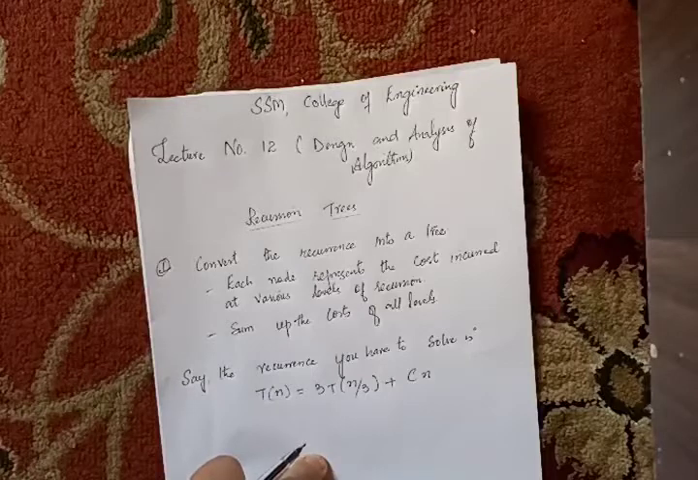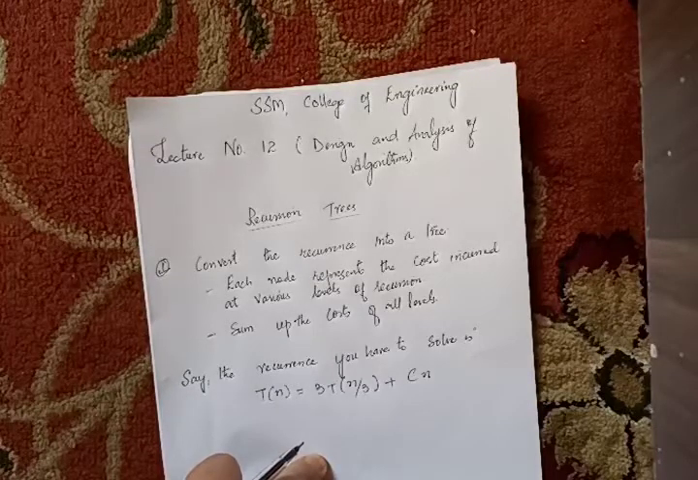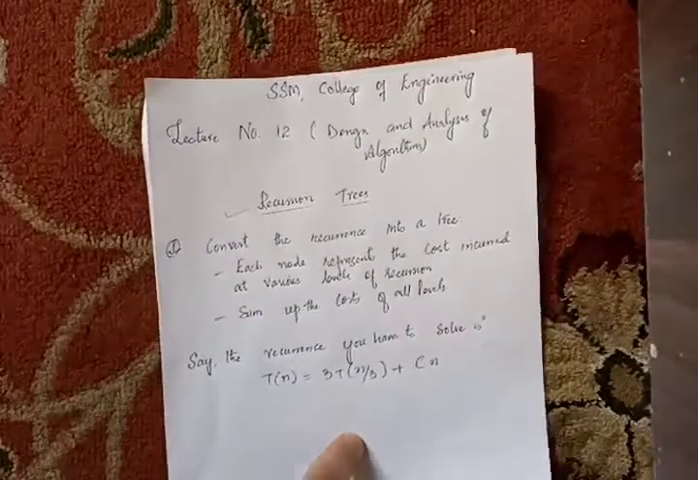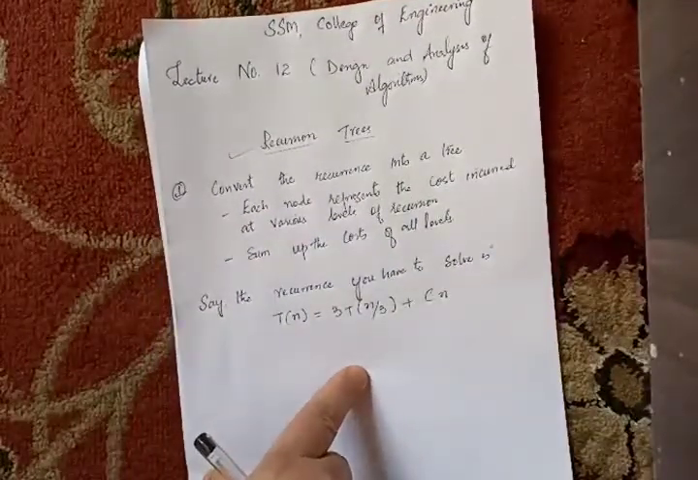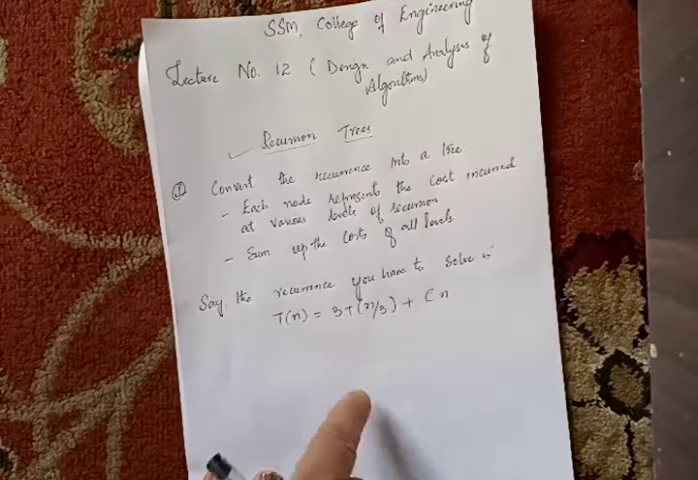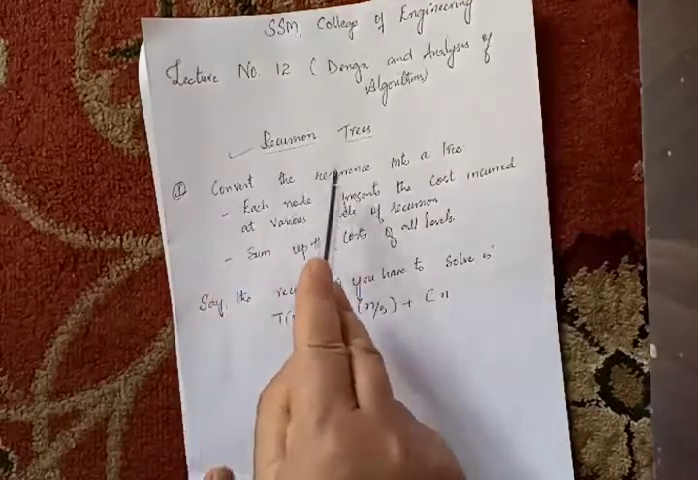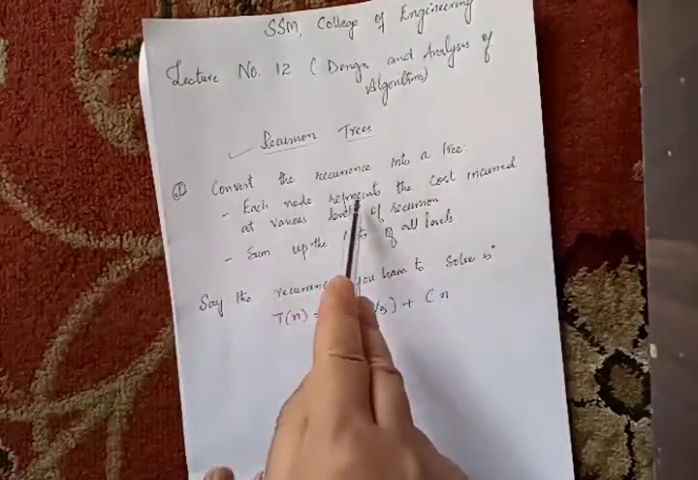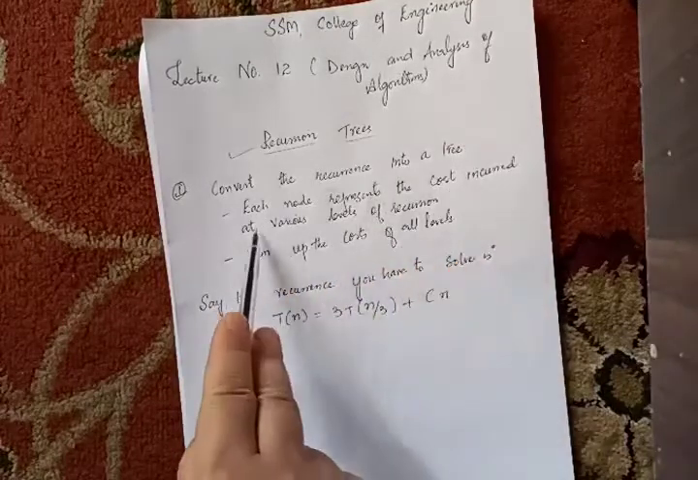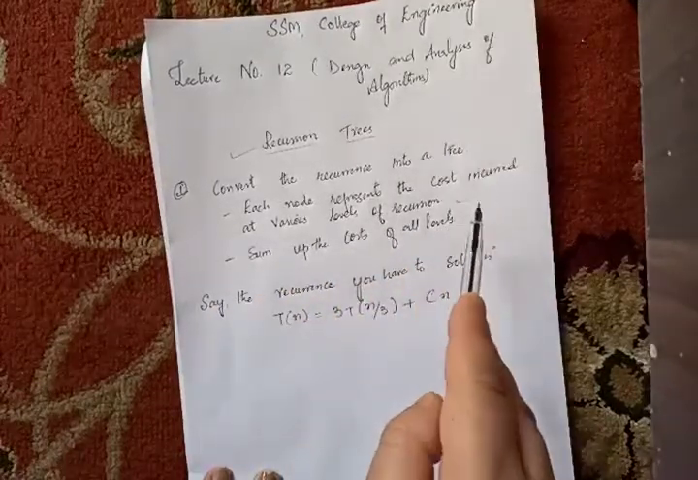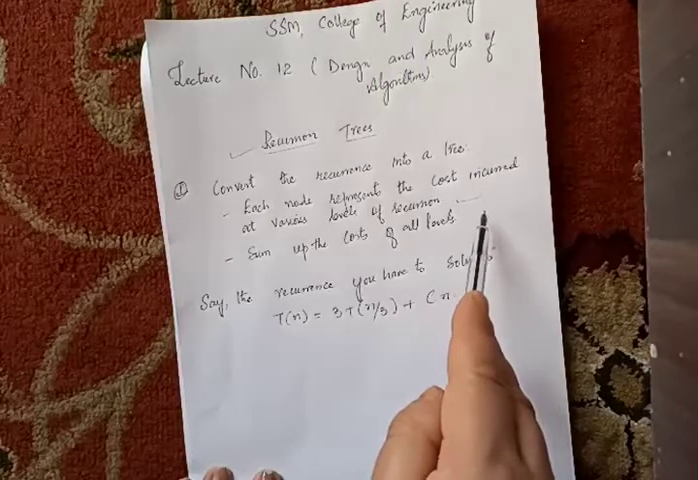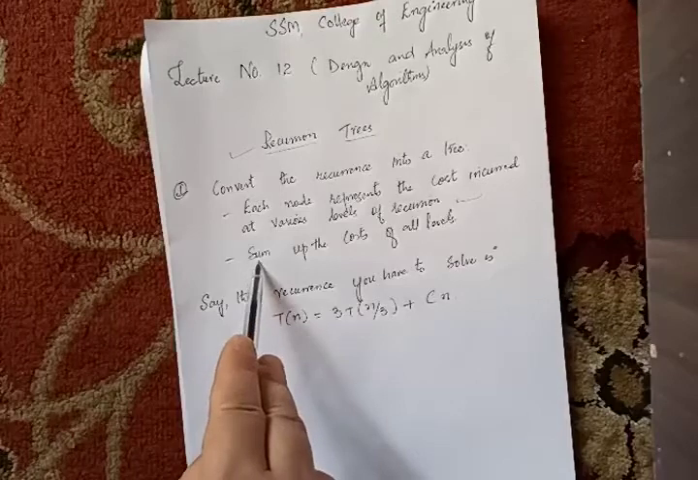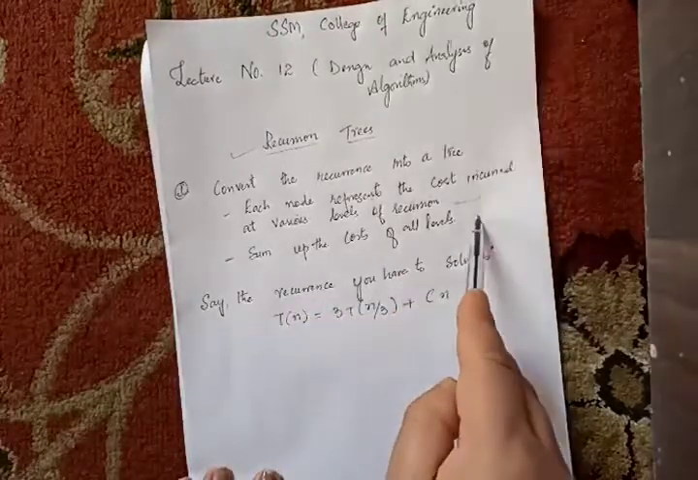So today we will see lecture number 12 from Design and Analysis of Algorithms. Today's topic is about recursion trees. If we have any recurrence, how can we solve that by building recursion trees? What we have to do is convert the recurrence into a tree. In each tree, each node represents the cost incurred at various levels of recursion, and then to find the total value we have to sum up the costs of all levels.